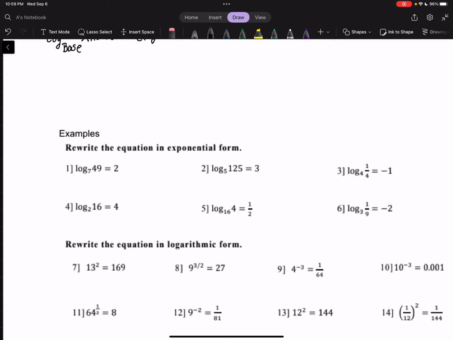Now, here's the part that you do have to know. If we're going to rewrite a log equation into exponential form, you're going to take your base and shove it up under the number on the other side of the equal sign. So 49 equals 7 squared. We're finished. That's it. I do want to point this out. If we are to do 7 squared, that is equal to 7 times 7, which is 49. So it is true. Easy way to check yourself.